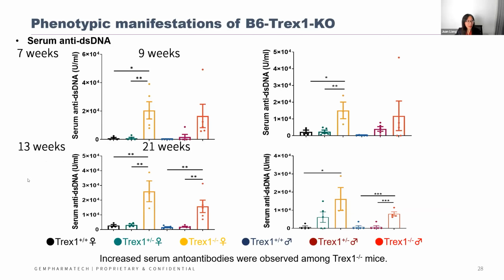So we detected the anti-DNA level in this model. The first three groups are female mice, and the other three groups are male mice. The first is the B6 control mice, then the hetero-TREX1-KO mice, and the third is the homo-TREX1-KO mice. As shown in the study, the TREX1 homo-KO mice showed increased serum anti-dsDNA levels at 7 weeks, 9 weeks, 13 weeks, and 21 weeks.